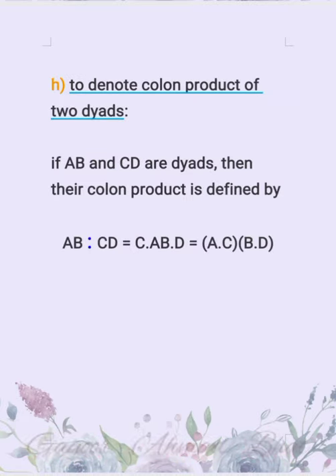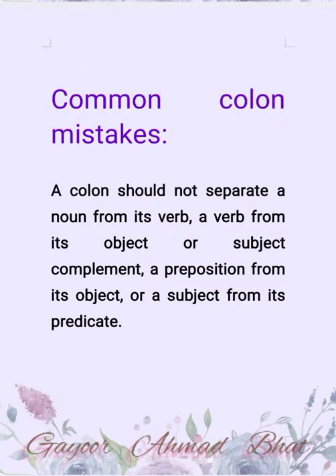To denote the colon product of two dyads. Friends, if AB and CD are dyads, then their colon product is defined by AB : CD. That means AB : CD equals C · AB · D, which equals (A · C)(B · D). Friends, these were the uses of the colon. Now let us see some common colon mistakes.